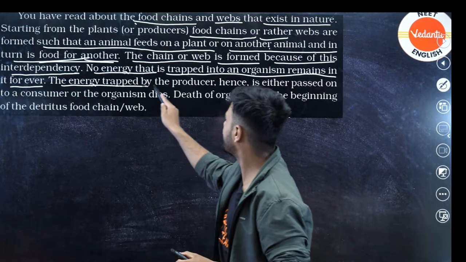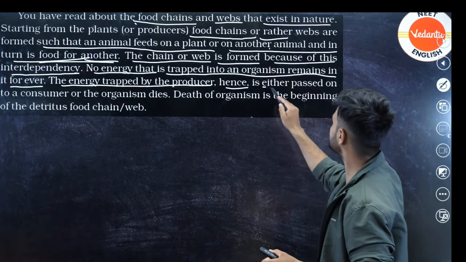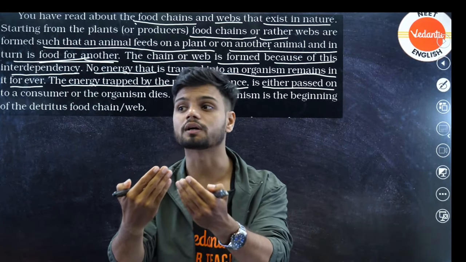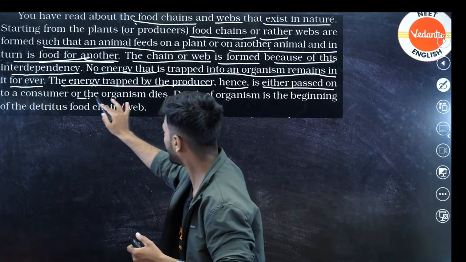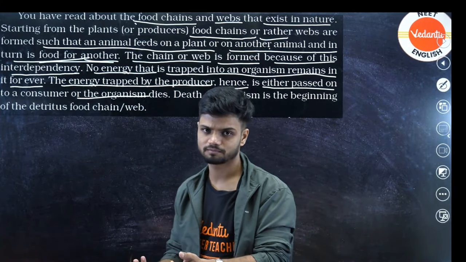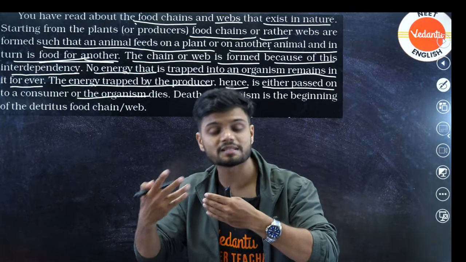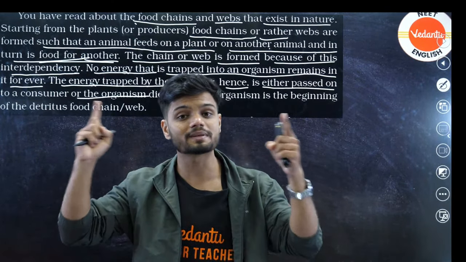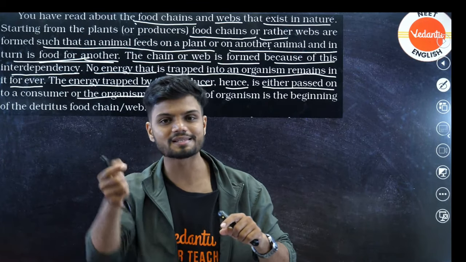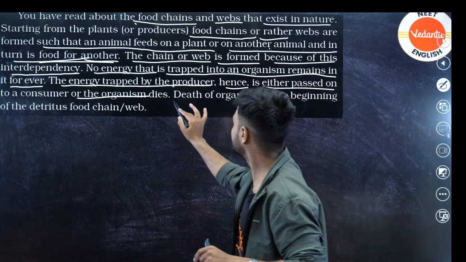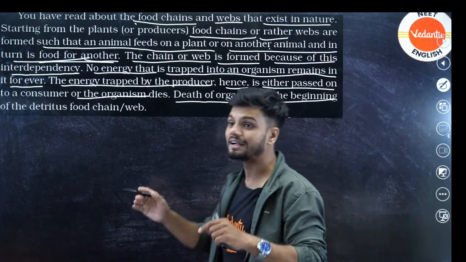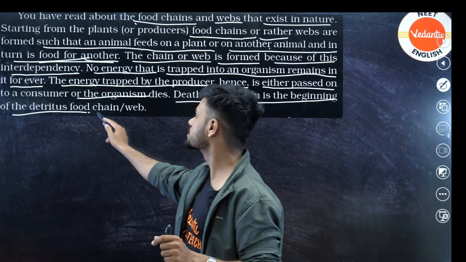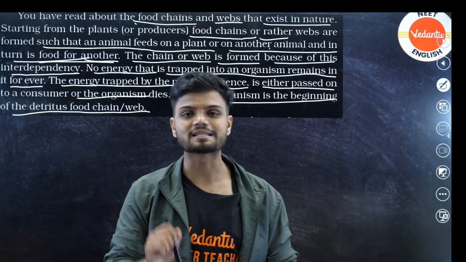The energy trapped by the producers is either passed on to the consumers, or the organism will die. The plants will send the energy to the consumers. When the organism dies, is the energy stopping there? No. Even when the organism is dying, at that time the energy is sent to the detritivores. Death of the organism is just the beginning of the detritivores food chain or food web. That is the starting point.